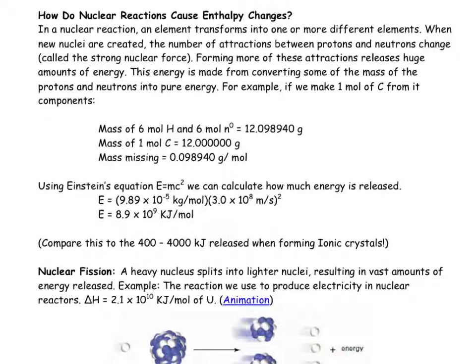That might seem such a small, insignificant mass, but we can use Einstein's equation E equals mc squared to calculate how much pure energy is in that missing mass. When we do that, we get 8.9 times 10 to the 9 kilojoules per mole of energy released. Comparing that to 400 to 4,000 kilojoules of energy released from forming an ionic crystal, making a mole of carbon from its components releases huge amounts of enthalpy.